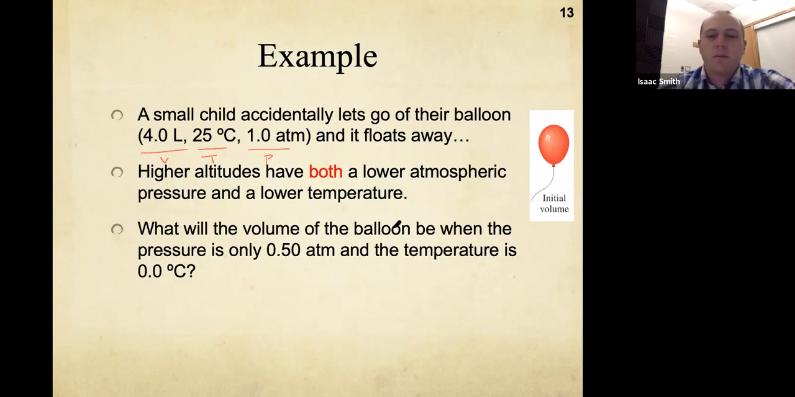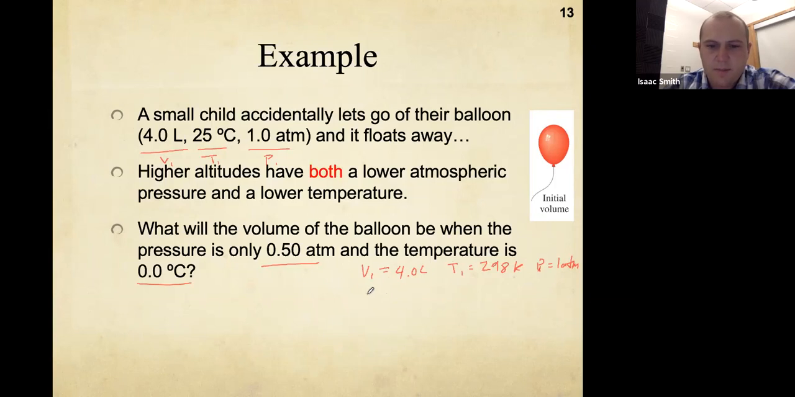What will the volume of the balloon be when the pressure is only 0.5 atmospheres and the temperature is 0 degrees Celsius? Okay, so these 3 values are our initial values here, right? The child's holding the balloon that has a volume of 4.0 liters, has a temperature of 298 Kelvin, and has a pressure of 1 atmosphere. Okay, that's our initial pressure.